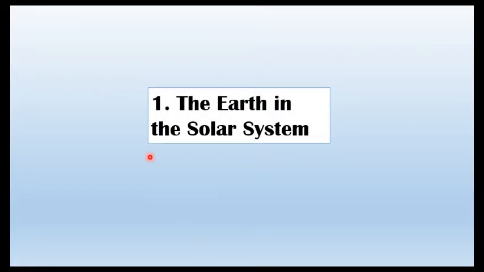Friends, today we are going to deal with the first chapter of the NCERT class 6, that is the Earth in the solar system. Friends, I think that you don't need to go anywhere for this chapter because all the aspects, all the information that is needed regarding the topic is presented here. I had collected it from many sources and am just presenting it here. I hope you'd like it.